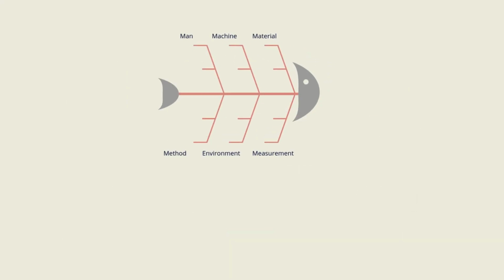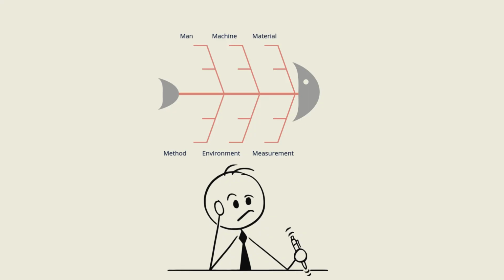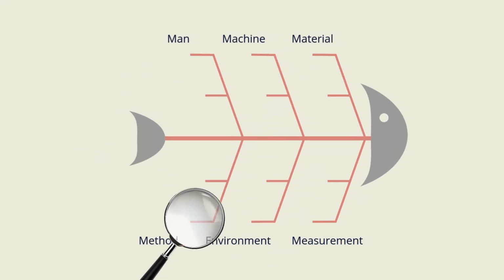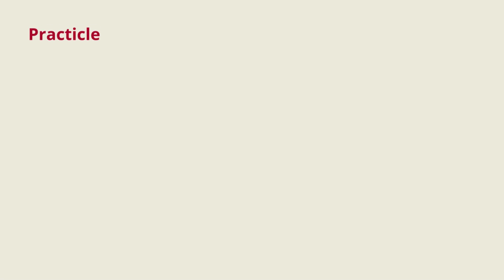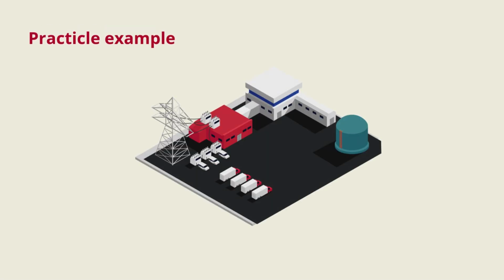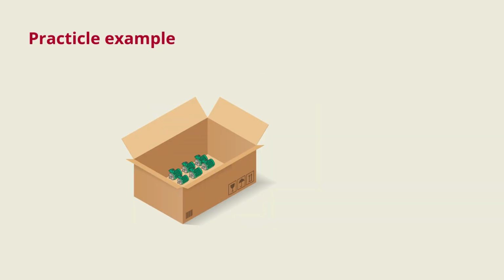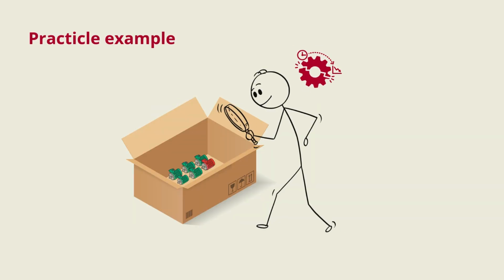It's not just a diagram, it's a thinking method that ensures we don't jump to conclusions. Instead, we investigate causes from every angle using a structured visual approach. Let's take a practical example from automotive manufacturing. Imagine you're in the assembly line and your team is facing frequent part damage issues. Parts are getting scratched or dented during handling and also received customer complaints.